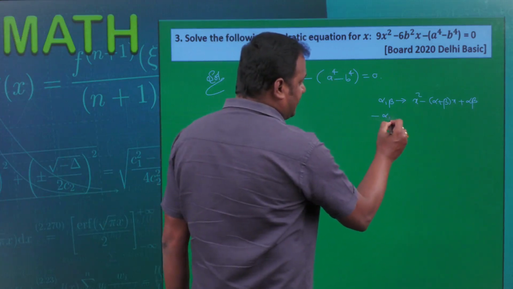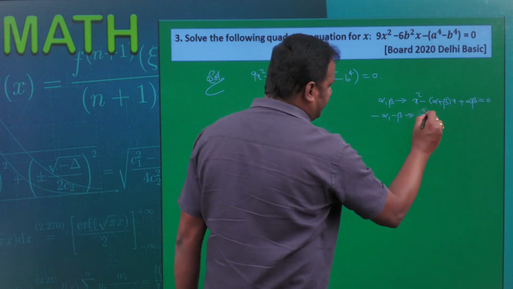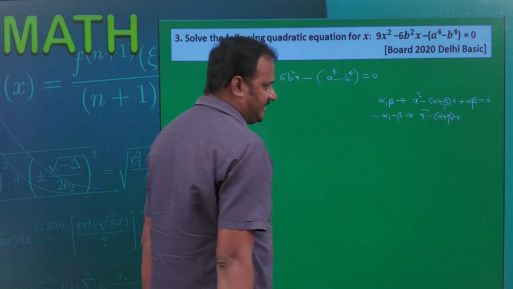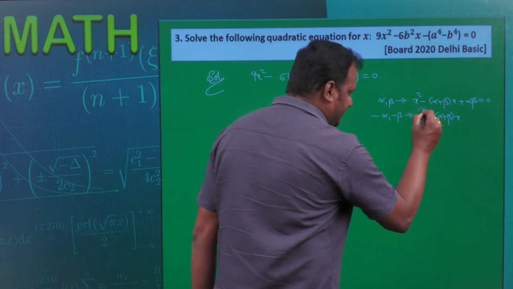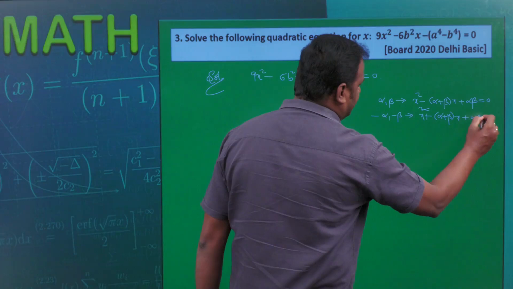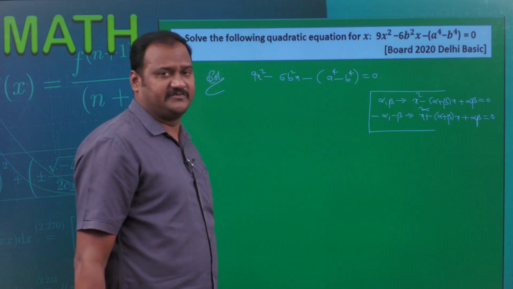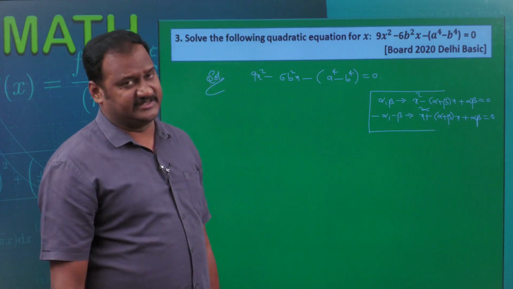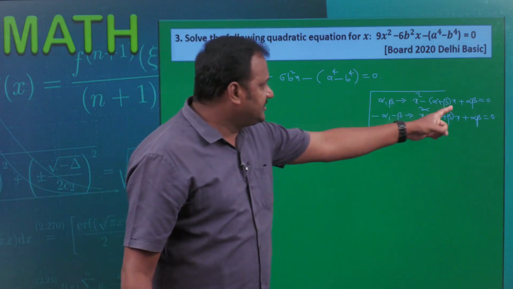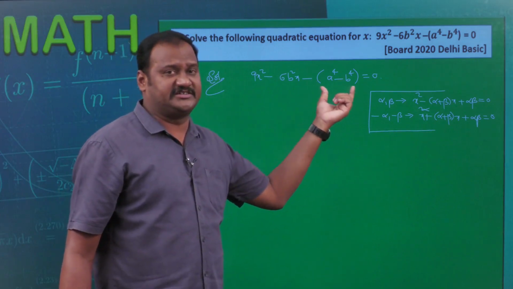If minus alpha comma minus beta are the roots, then the quadratic equation is going to be x square minus of alpha plus beta into x. See here minus minus, right? So it would be plus: x square plus alpha plus beta into x plus alpha beta is equal to 0. With the help of these two forms, we can find out the roots of quadratic equations easily. See here, in both these quadratic equations, the constant term is going to be positive. But here in our quadratic equation, the constant term is negative.